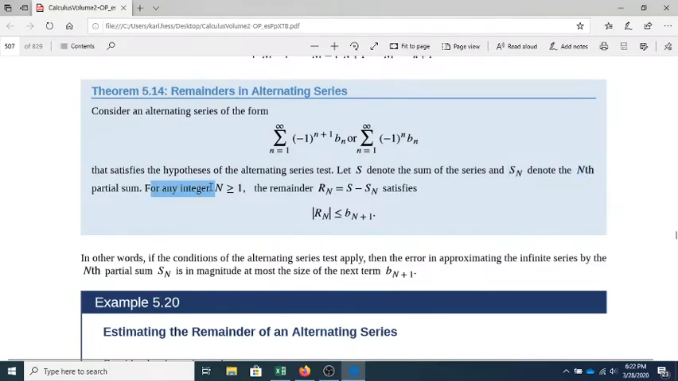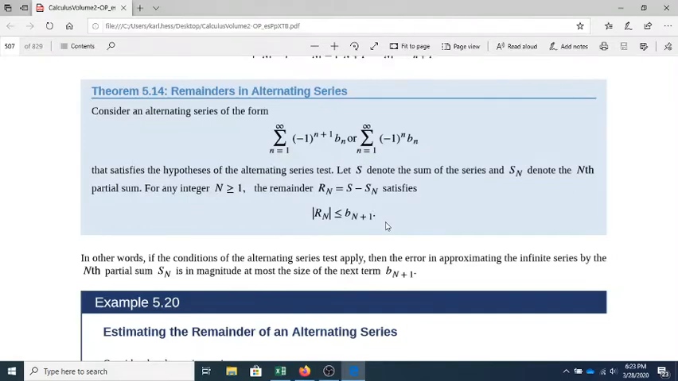Okay, so for any integer big N greater than or equal to 1, the remainder R sub N, which would just be the difference between the infinite sum and the partial sum, satisfies this little inequality right here. The absolute value of the remainder is less than or equal to the first term that we left out of our partial sum, which means that our error is less than that.